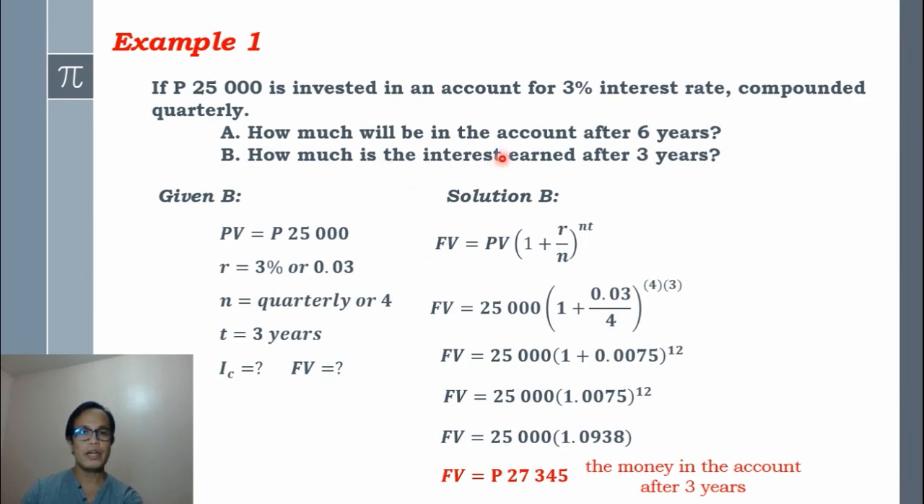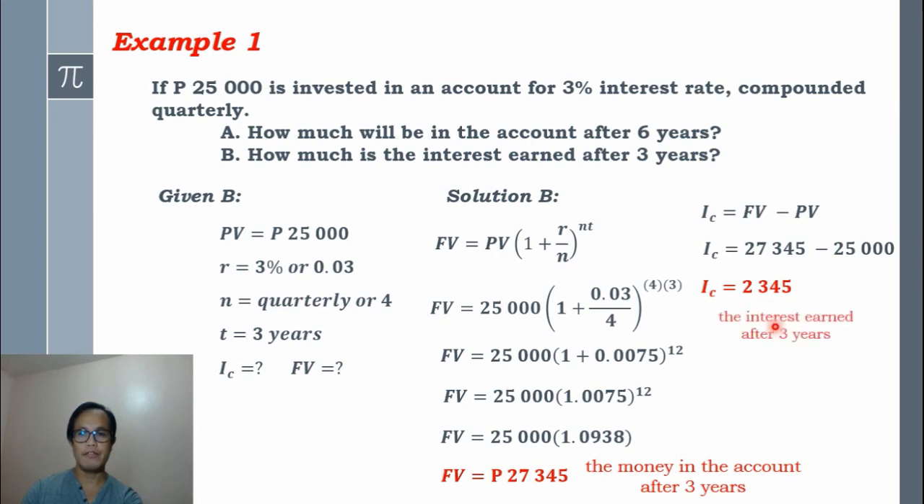But since we are told to find the compound interest, we will continue in finding it, which is equal to the future value minus the present value. Now since we already have the future value, which is 27,345, we will substitute this value into the formula. So 27,345 minus the present value, which is 25,000. So our compound interest is 2,345. So this is the interest earned after 3 years. So that is example number 1. Let's proceed to example number 2.